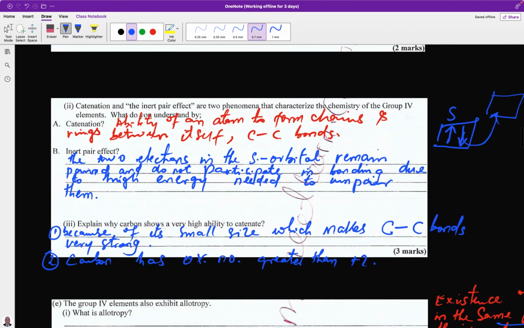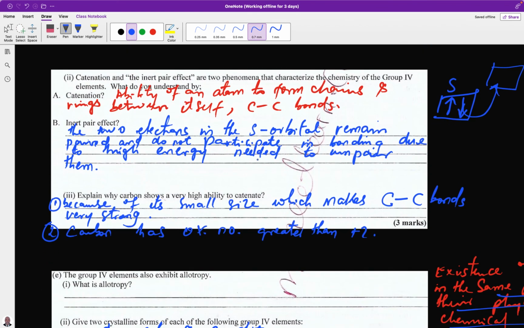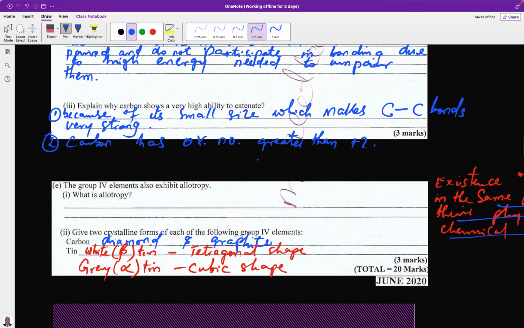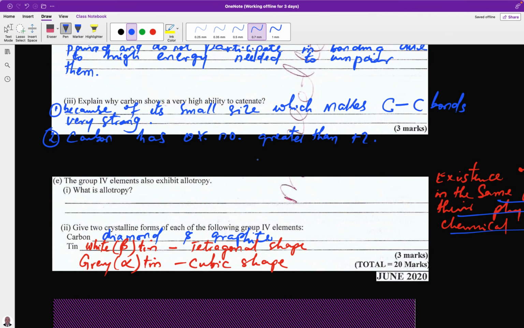Explain why carbon shows a very high ability to catenate. Of course, it has to do with the strength of the bond. So I said the ability of carbon to catenate lies in the fact that it has a very small size, which makes the carbon-carbon bond very strong. You can then add again to say carbon has an oxidation number which is greater than 2. And I went further to say the group 4 elements, they exhibit allotropy.